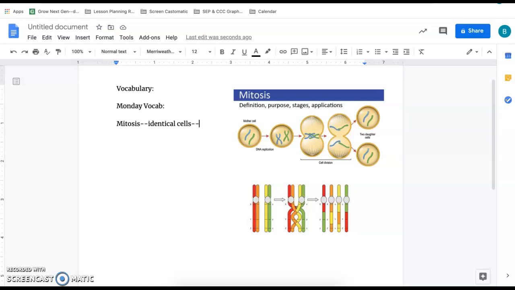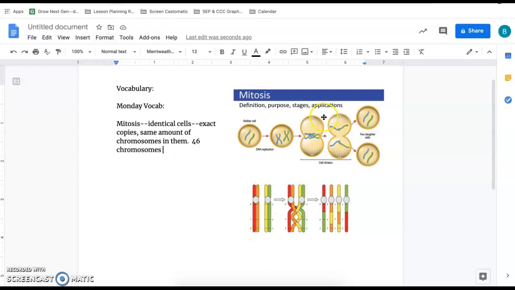These are identical cells, they are exact copies, and these have the same amount of chromosomes in them. So they will have 46 chromosomes in every single cell, because that is what you have. 46 chromosomes, 23 pairs of chromosomes.